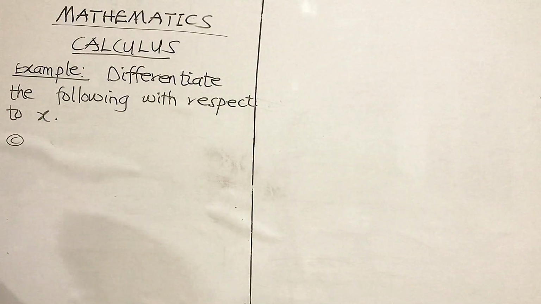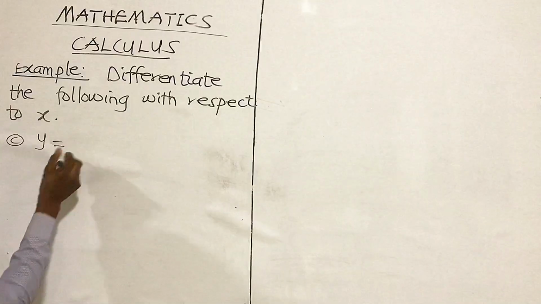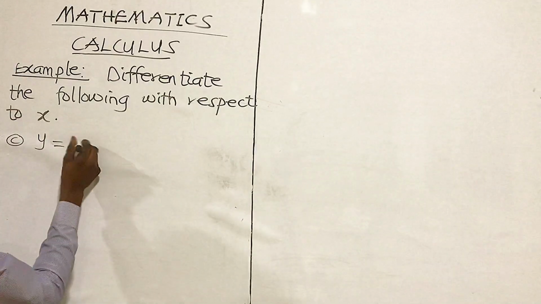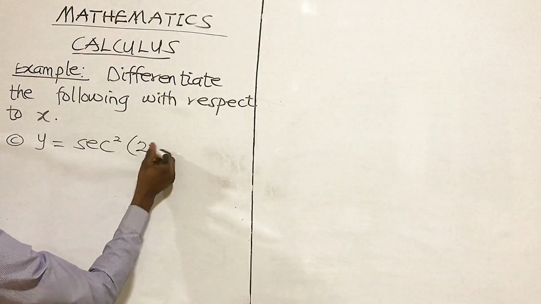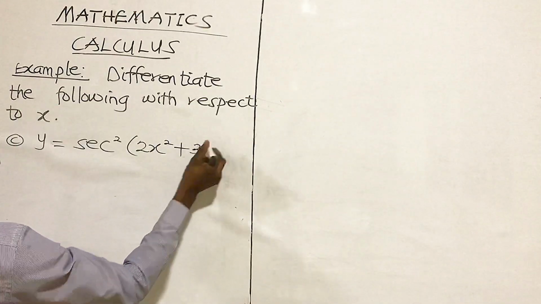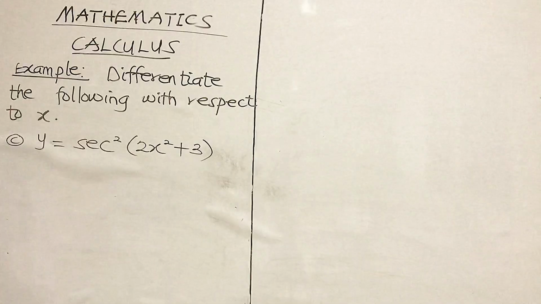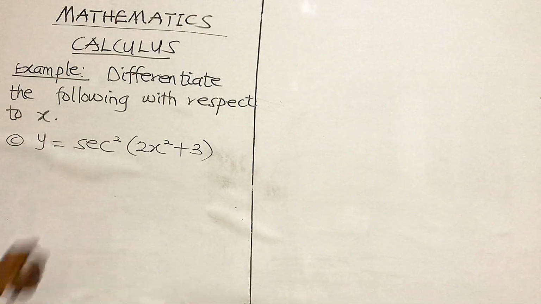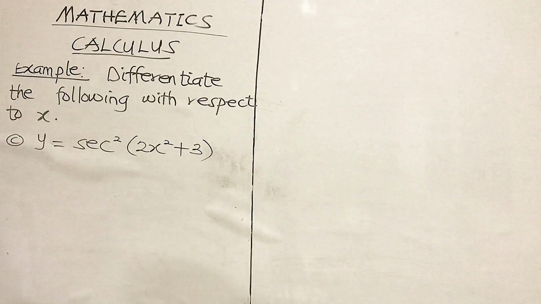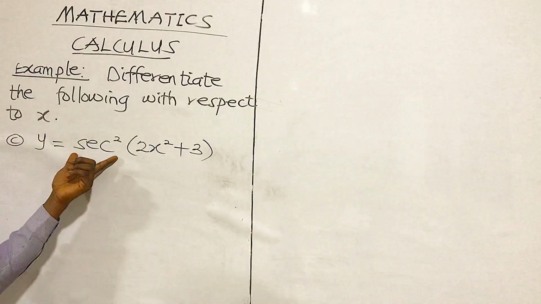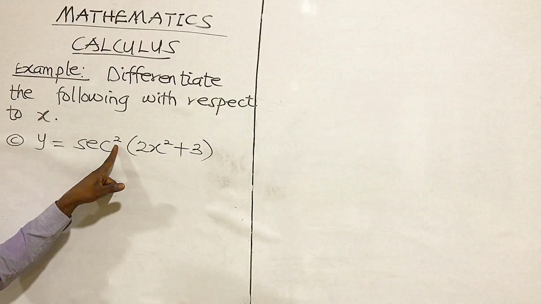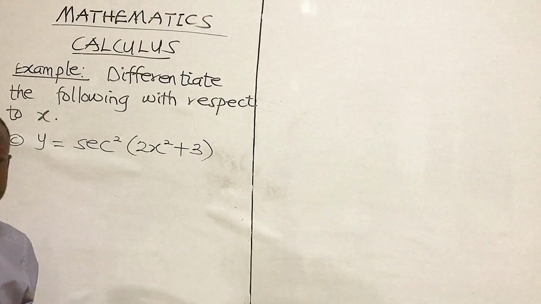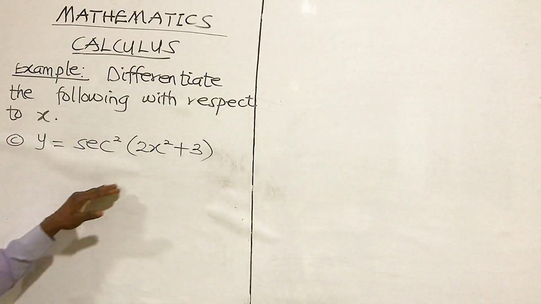C. We have y is equal to sec squared multiplying 2x squared plus 3. So this is another example. From here, the trigonometric ratio or function we have here is carrying an exponent. So we are going to use a variable to represent this whole function.